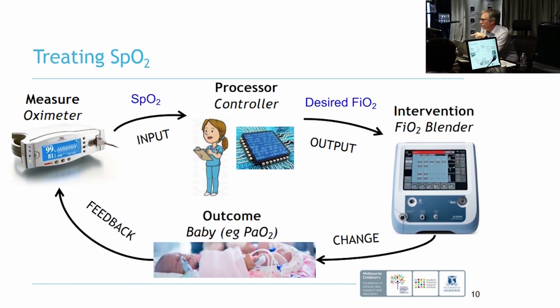We change our FiO2, we change our intervention. We want to measure something in our population, our outcome, which is in this case our baby, and in this case it'll be PaO2 or oxygen saturation. We need to have a way to measure that to know if it works. So in this case, we use an oximeter. And that oximeter then feeds back information to a controller, who then has to cognitively decide, based on the information given and the intervention that was provided, whether a change is needed.